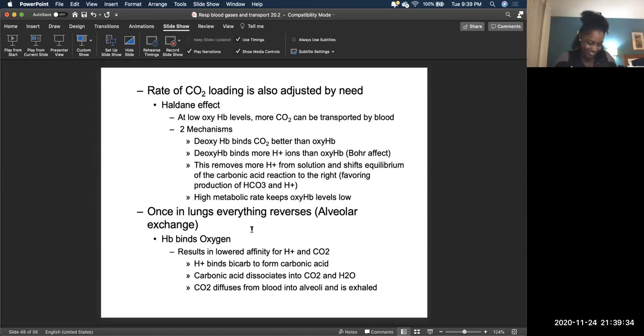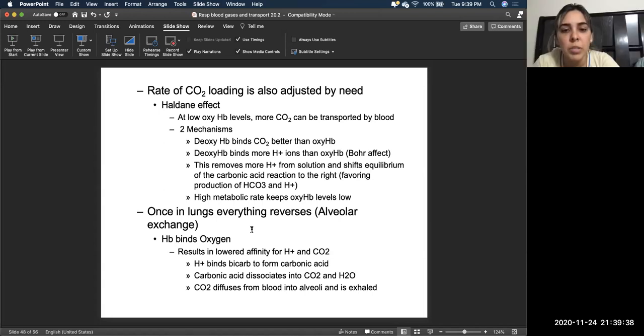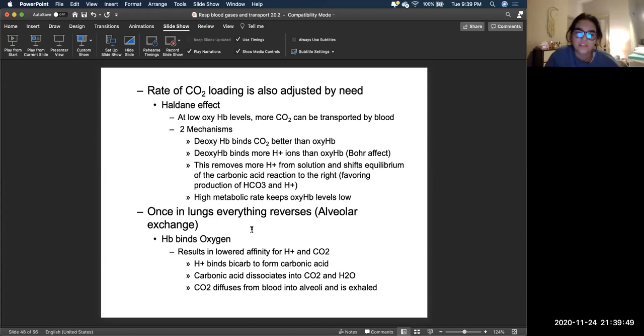Once in the lungs, everything reverses. Alveolar exchange. Hemoglobin binds oxygen. This removes more hydrogen from the solution, favoring bicarbonate and hydrogen. That was a really bad question, to be honest, guys.